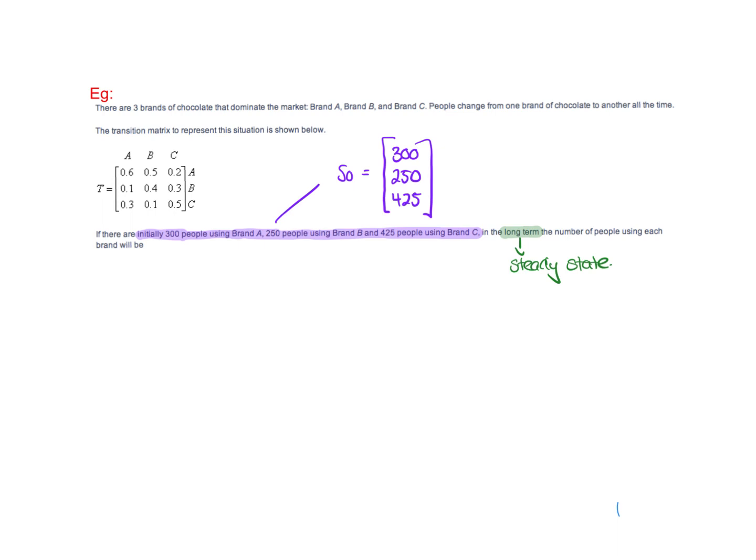Okay, there are 3 brands of chocolate that dominate the market, brand A, B and C. People change from one brand of chocolate to another from time to time. The transition is shown below, and it says initially there were 300 at A, 250 at B, 425 at C, and it says in the long term, so that's where you want to get the steady state. That's another way of asking. The number of people at each brand will be, so we are going to do that transition to a high power times the state we came up with, and we'll get the steady state. Let's double check it to make sure that we've hit it at 50.